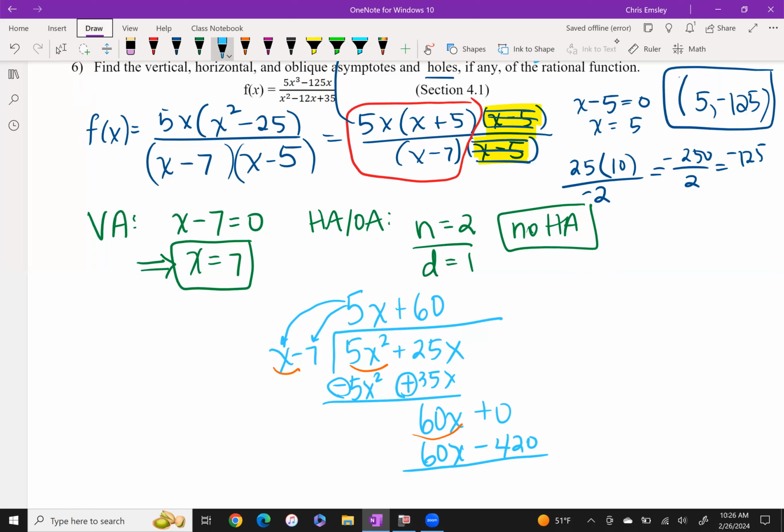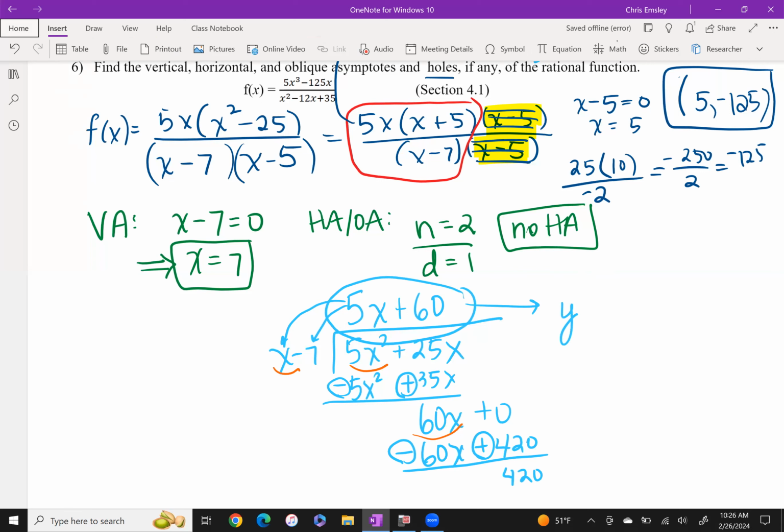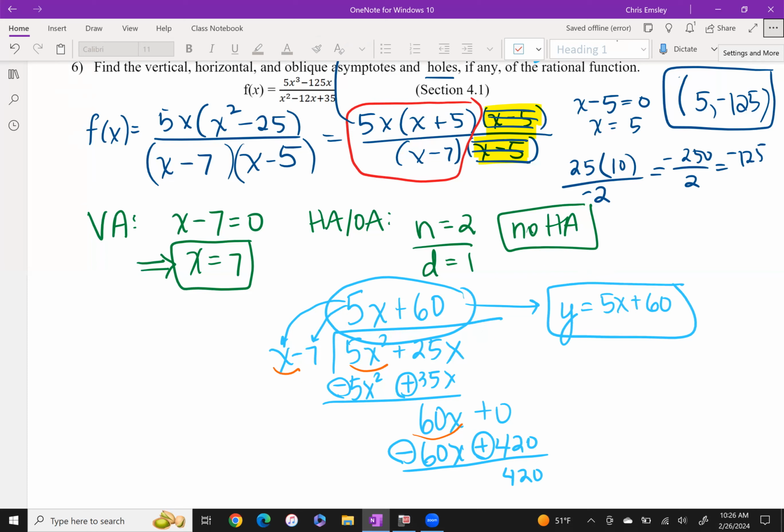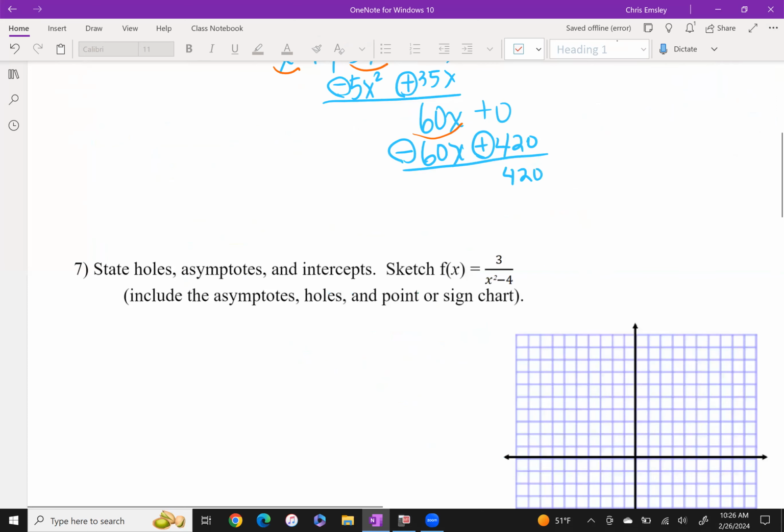So this one is minus the 60, minus a negative. This one becomes plus. And there is our remainder, which actually doesn't even matter because this is what we're interested in. The equation of our oblique or slant asymptote is y equals 5x plus 60. This one doesn't ask us to graph, so that's it. We're done.